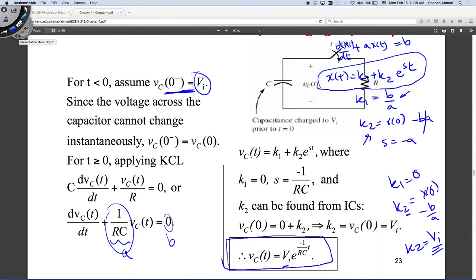Yeah. This is the general solution. Why do you need to do it from scratch? I mean, it's good, but you need to write this in this format: dx of t by dt plus a x of t equal to b. You have to write it. If you don't write it in this format, then you cannot use our A, B, C, D steps, right?